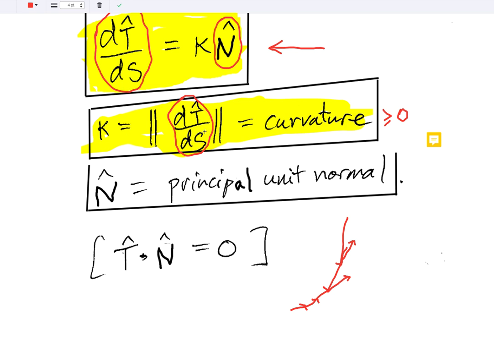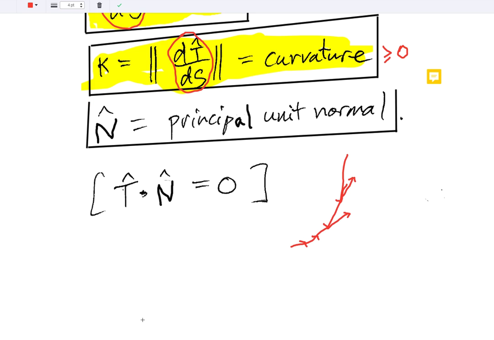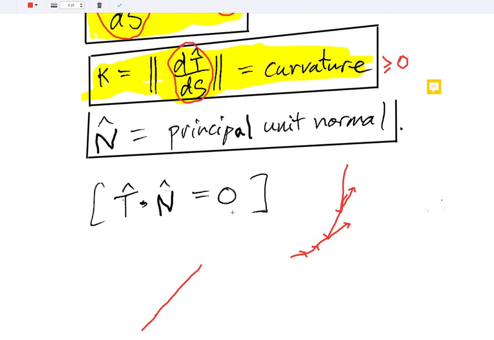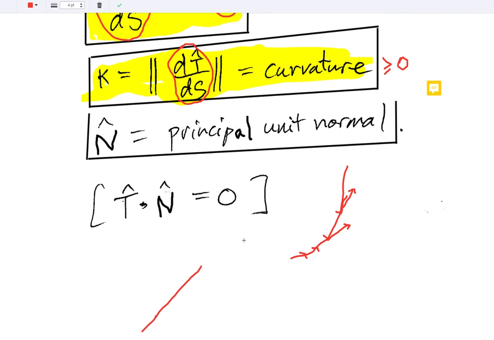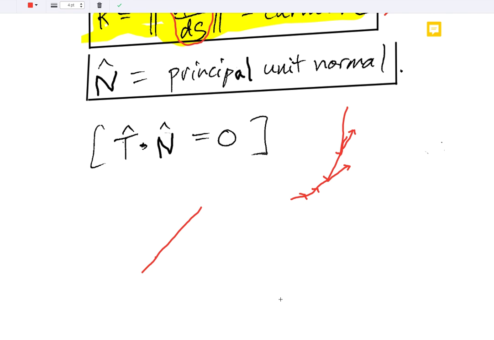This is talking about how quickly you're changing direction when you move a short distance along the curve. Suppose that was a straight line. What's the curvature at each point on the curve, do you think? The unit tangent vector at each point has no change, so in fact the curvature of a straight line is 0 at each point on the line. It's always 0.